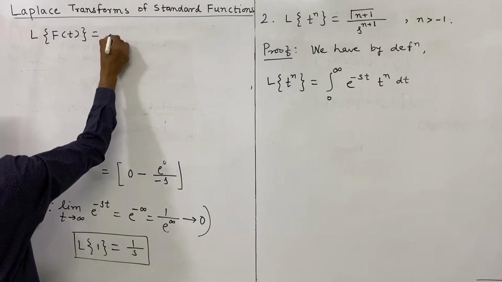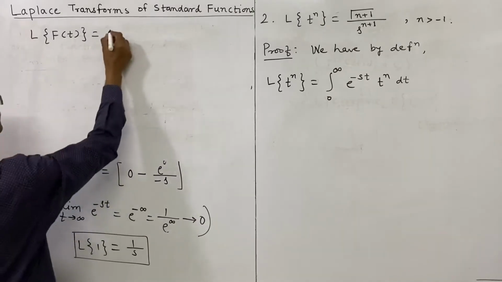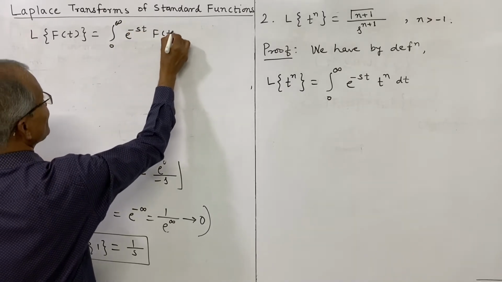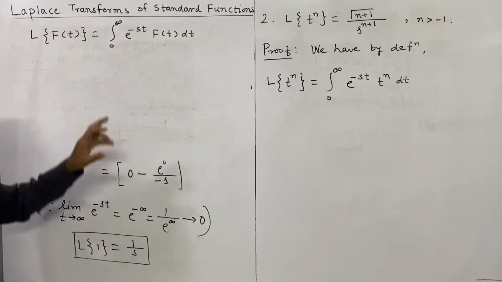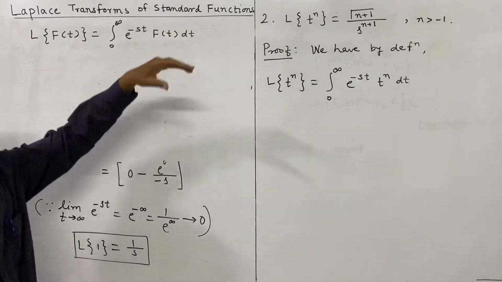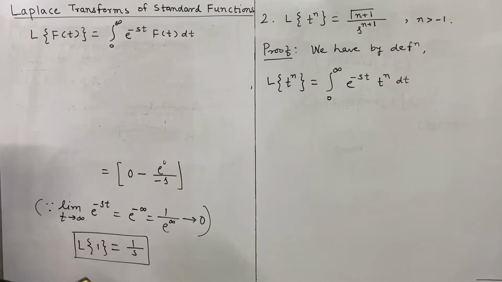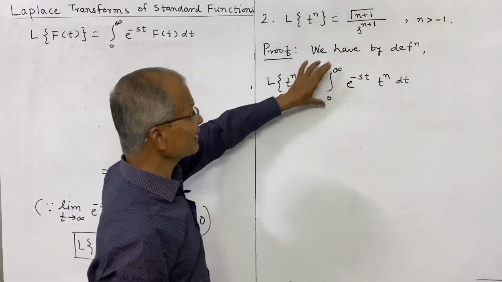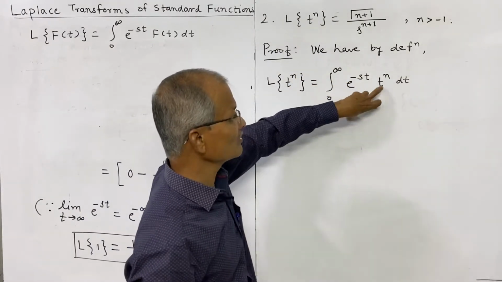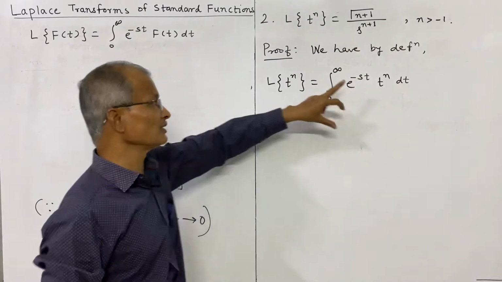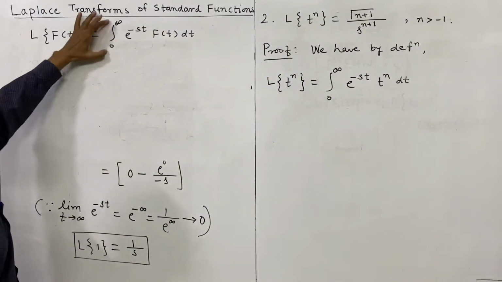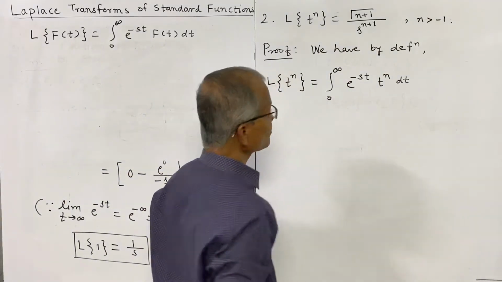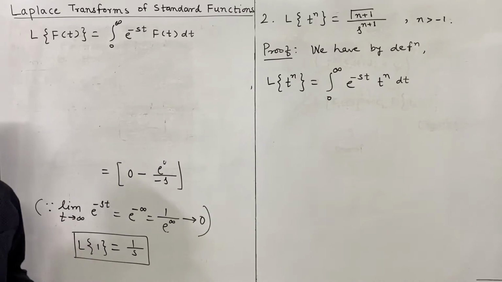L of f of t is integral 0 to infinity e power minus st into f of t dt. And by changing this function f, we obtain the Laplace transform of different standard functions. So here f of t is t power n, and therefore integral 0 to infinity e power minus st into t power n dt. Only this function changes; the integral and the kernel remain the same. So this is equal to, further, to obtain this integral, we shall make use of a substitution.